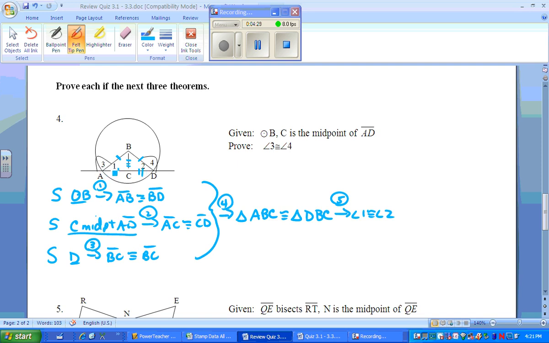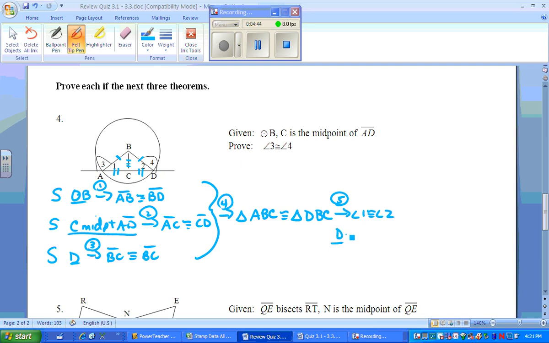When you look at the picture, since 1 and 3 are right next to each other, meaning they're adjacent, and they're forming a straight line, you know that 1 and 3 are supplementary. Same thing for 2 and 4. Well, if they're supplementary, and 1 and 2 are congruent, the other pieces also have to be congruent.